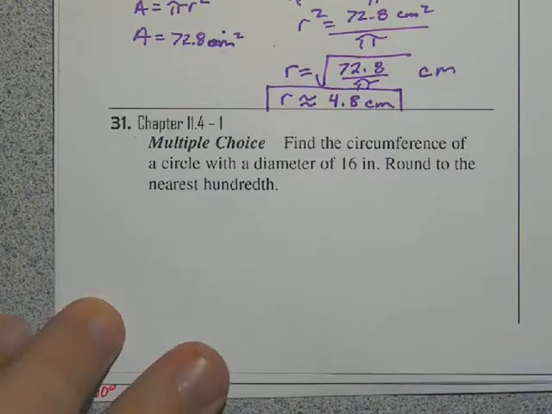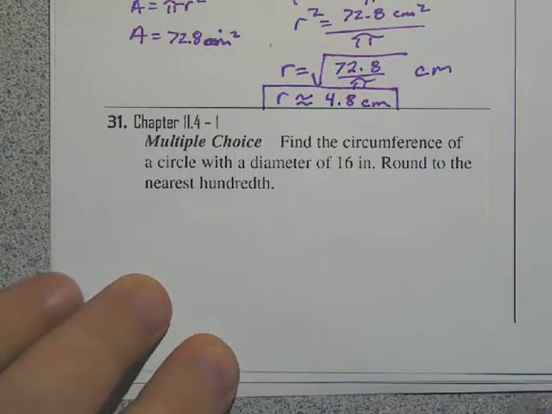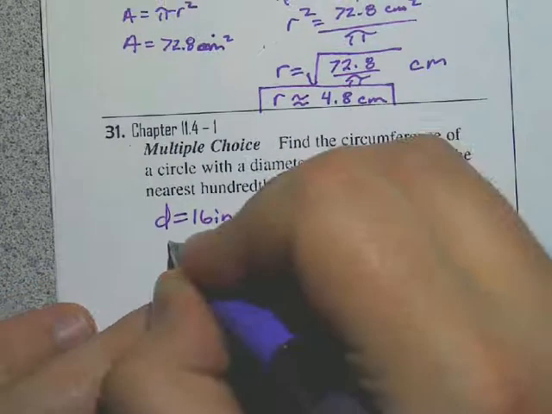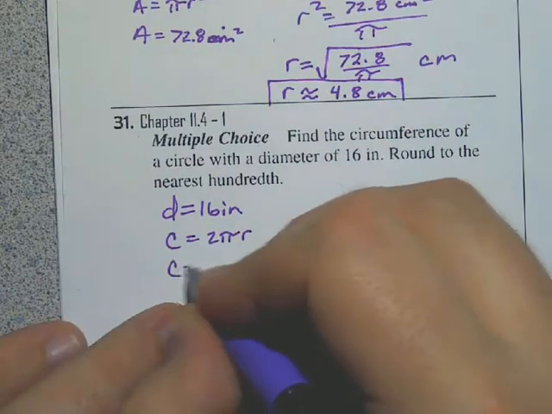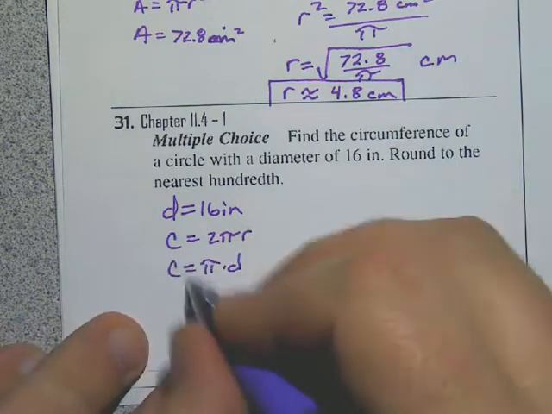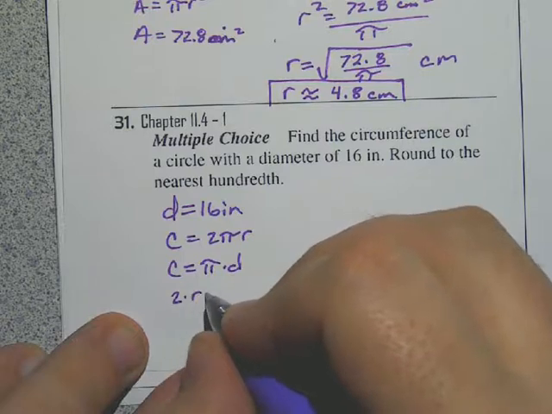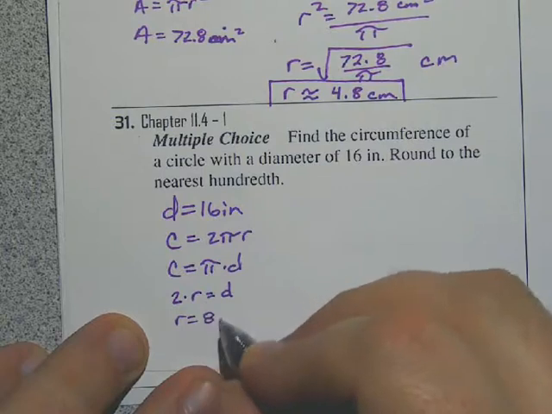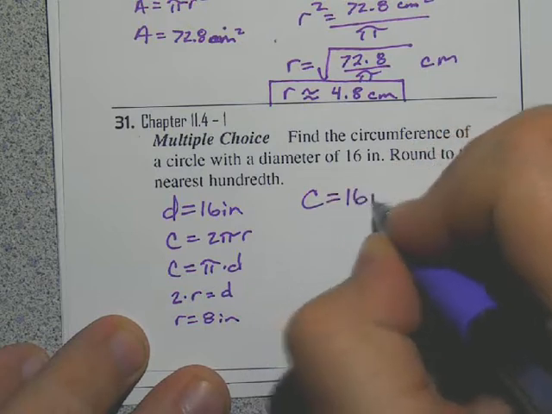Find the circumference of a circle with a diameter of 16 inches, round to the nearest hundredth. Okay, so we know that d equals 16 inches, and we know that circumference is equal to 2 pi r, but there's also this other handy one that says circumference is equal to pi times d. Or, worst case scenario, if we don't know this one, we do know that it takes 2 r's to make a d, so 2 times r equals d. And we can find out that r would have to be 8 inches. Either way we plug it in, what we're going to find is that the circumference is equal to 16 pi.